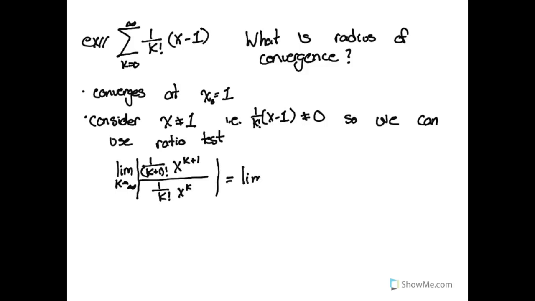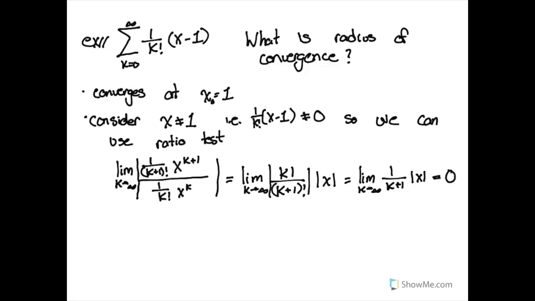Simplifying this, I get the limit as k goes to infinity of (k+1) factorial over k factorial, over (k+1) factorial times all of that in absolute value times x, which is equal to just the limit as k goes to infinity of 1 over k+1 times x. And the limit as k goes to infinity of 1 over k+1 is just equal to 0. So this is equal to 0.